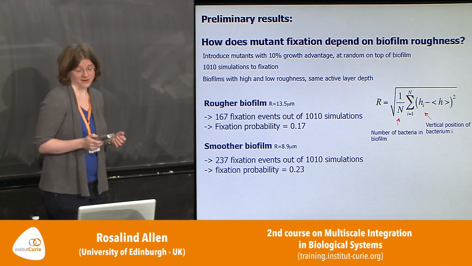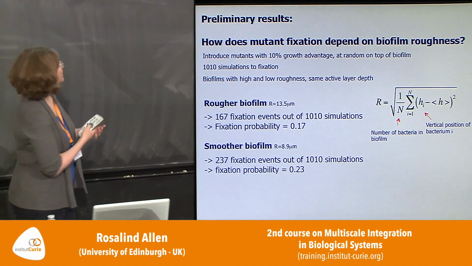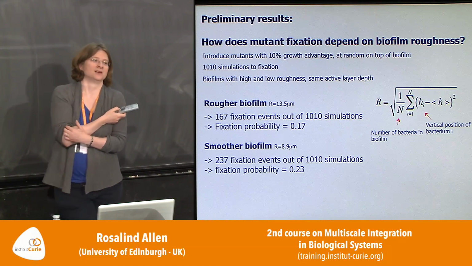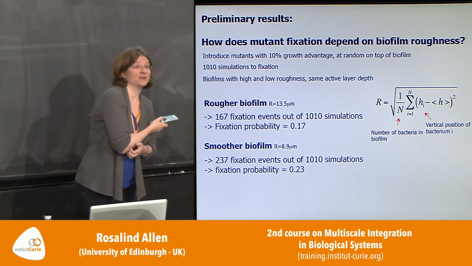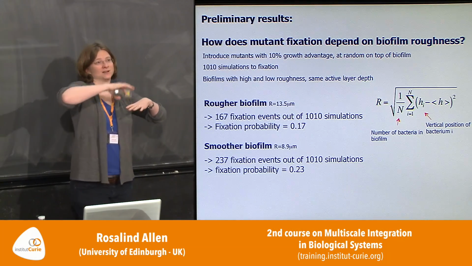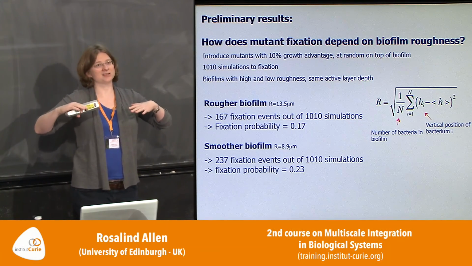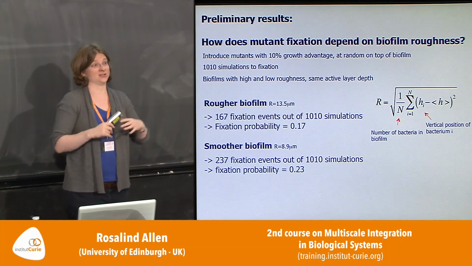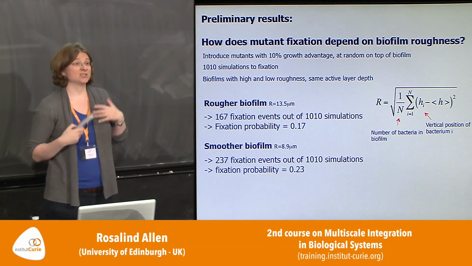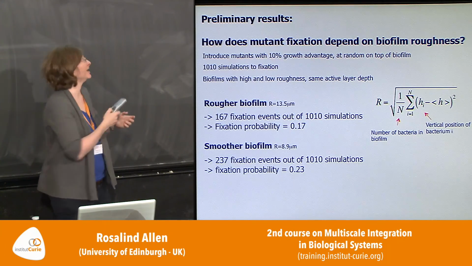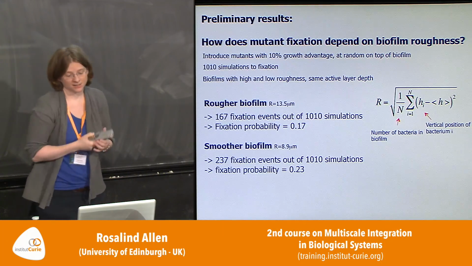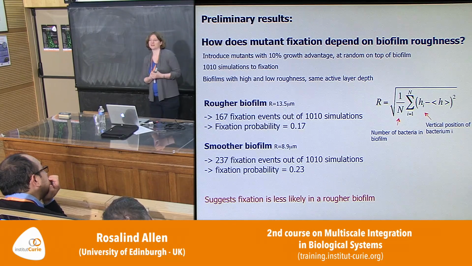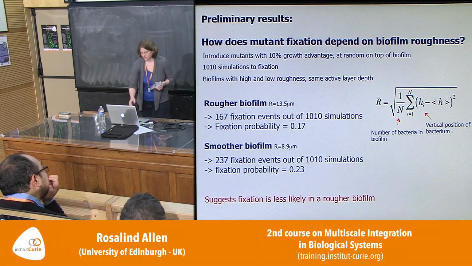And the answer, so far, from our simulations, is that you actually get a lower fixation probability in a rough biofilm. So it seems that what we've discovered so far is that if the biofilm has a rough edge, then it's harder for a mutant bacterium to take over the population than if it has a smooth edge. Of course, we need to do more simulations. We only have a small amount of data and so on, but this result, we think, is quite robust. So fixation seems to be less likely if the biofilm is more rough.